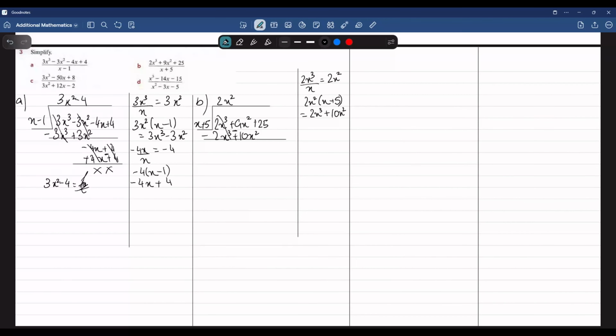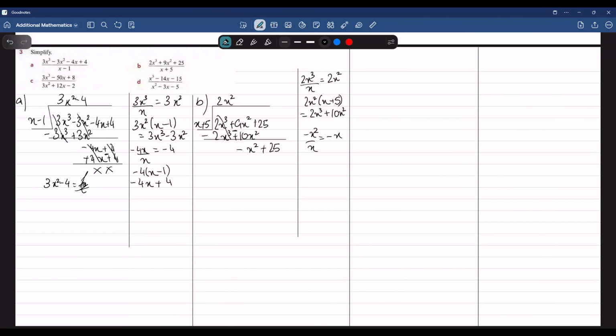We can say 9x squared minus 10x squared is equal to negative x squared, plus 25. Okay. Now the next thing we are going to do is divide negative x squared by x.